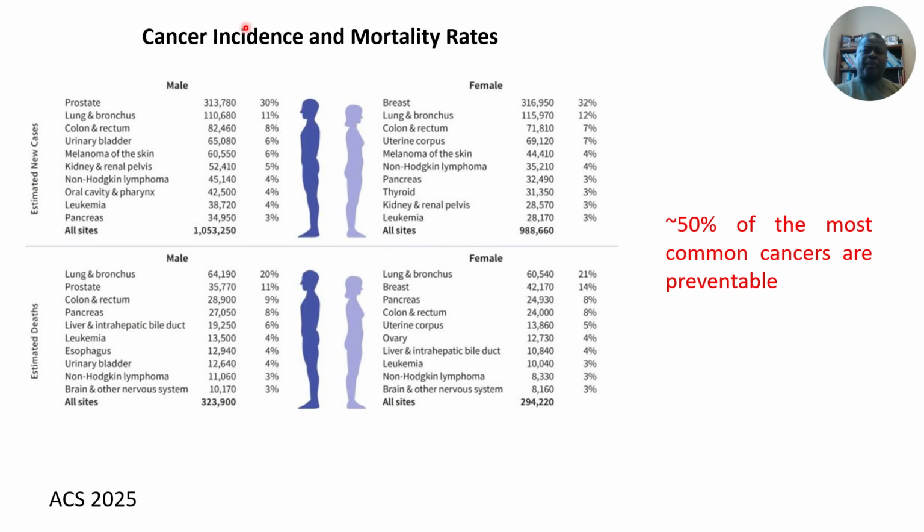This slide shows the top cancer incidence and mortality rates for both men and women in the USA. According to 2025 statistical data from the American Cancer Society, for men, the number one commonly diagnosed cancer is prostate, followed by lung and bronchial cancers, and then colon and rectal cancer. For women, the number one commonly diagnosed cancer is breast cancer, followed by lung and bronchial cancers, and colon and rectal cancer, making the top three. The highest cancer mortality rates in both men and women are lung and bronchial cancers.